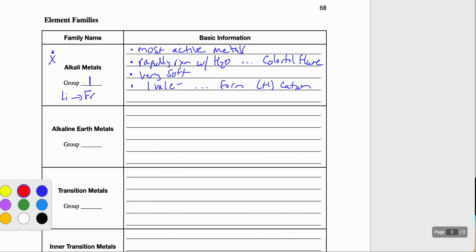So an alkali metal, its dot diagram will look like this. Moving along the periodic table, we come to the alkaline earth metals, a very similar name to the alkali metals. These are group 2. Now these are active metals. They're not the most active, but they are definitely active metals. They will react with water, but it's not quite as rapid. Where alkalis, their reaction is milliseconds. An alkaline earth's reaction with water might take a minute or so. So they will react with water, a little slower.